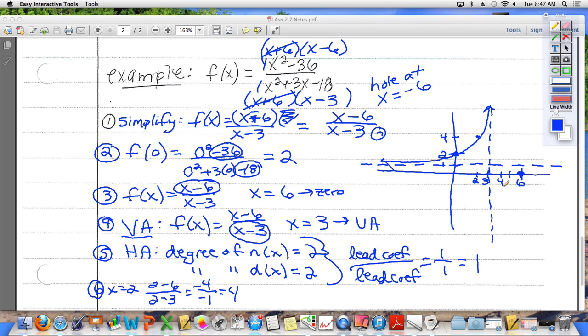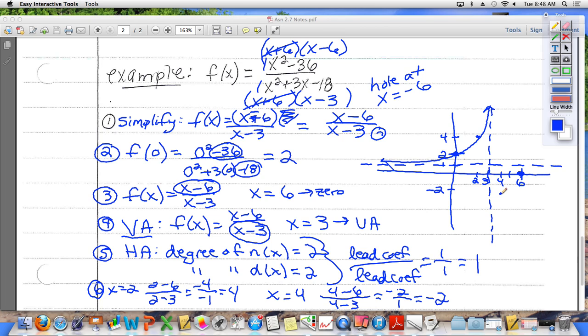When x is equal to 4, we have 4 minus 6 divided by 4 minus 3. What's 4 minus 6? Negative 2. 4 minus 3 is 1. So you end up with negative 2. When x is 4, y is negative 2. So I go over here to 4, I go down to a y value of negative 2.